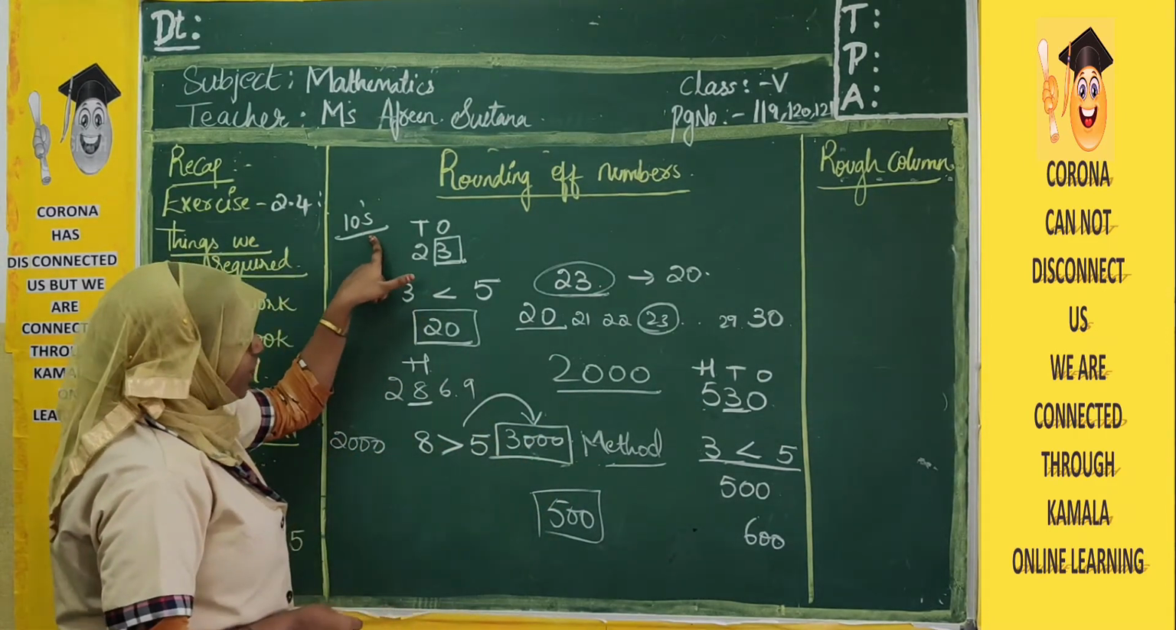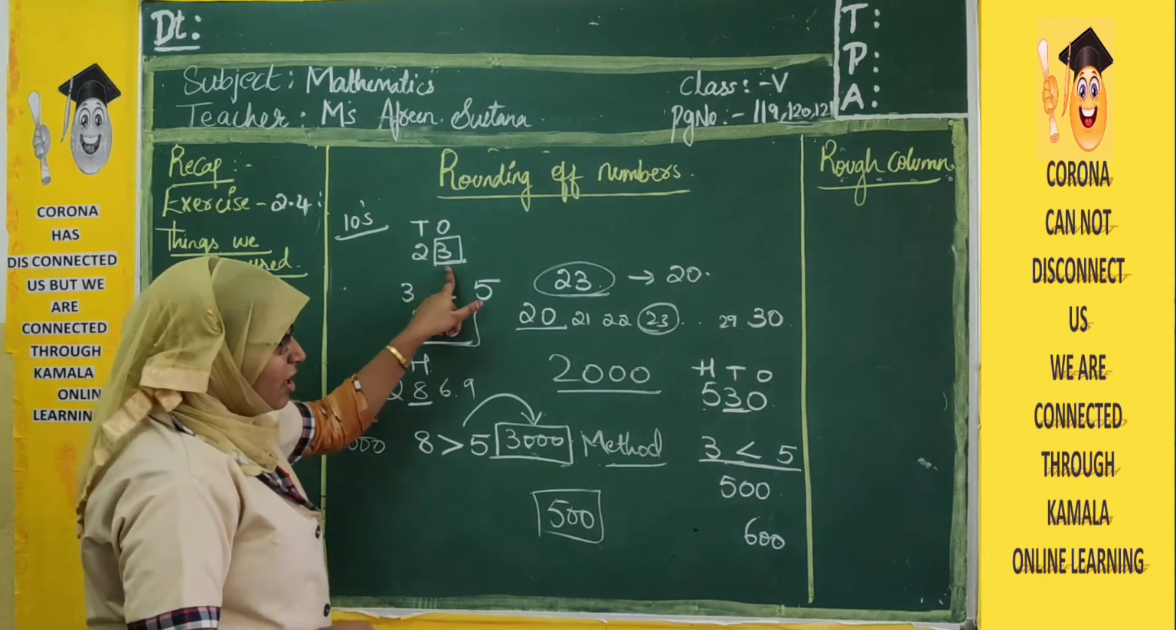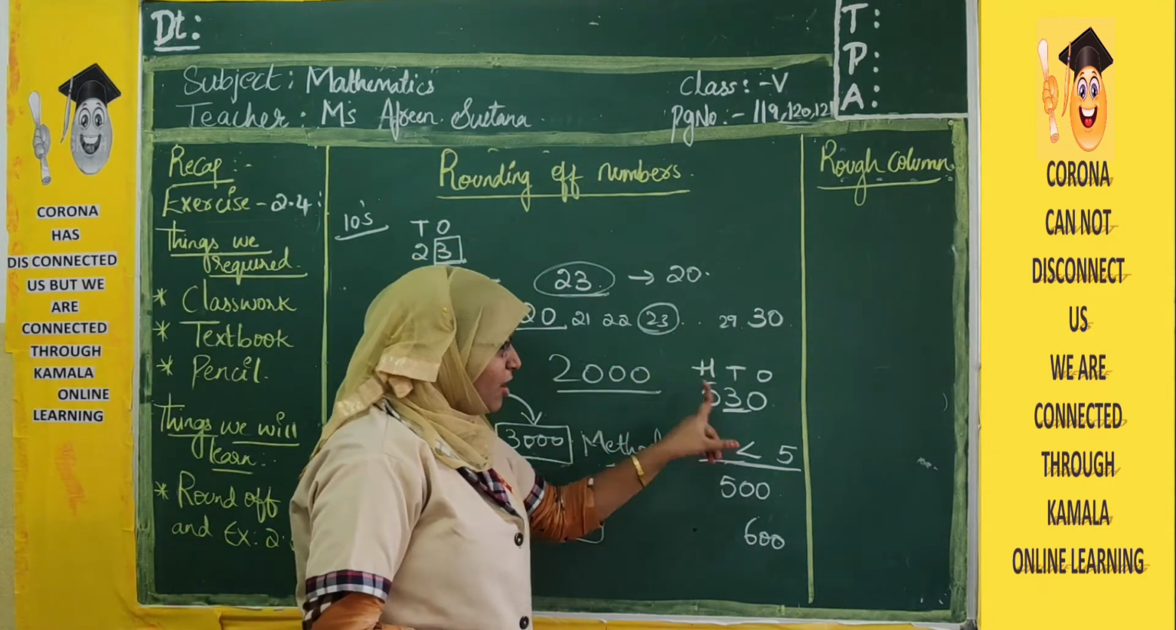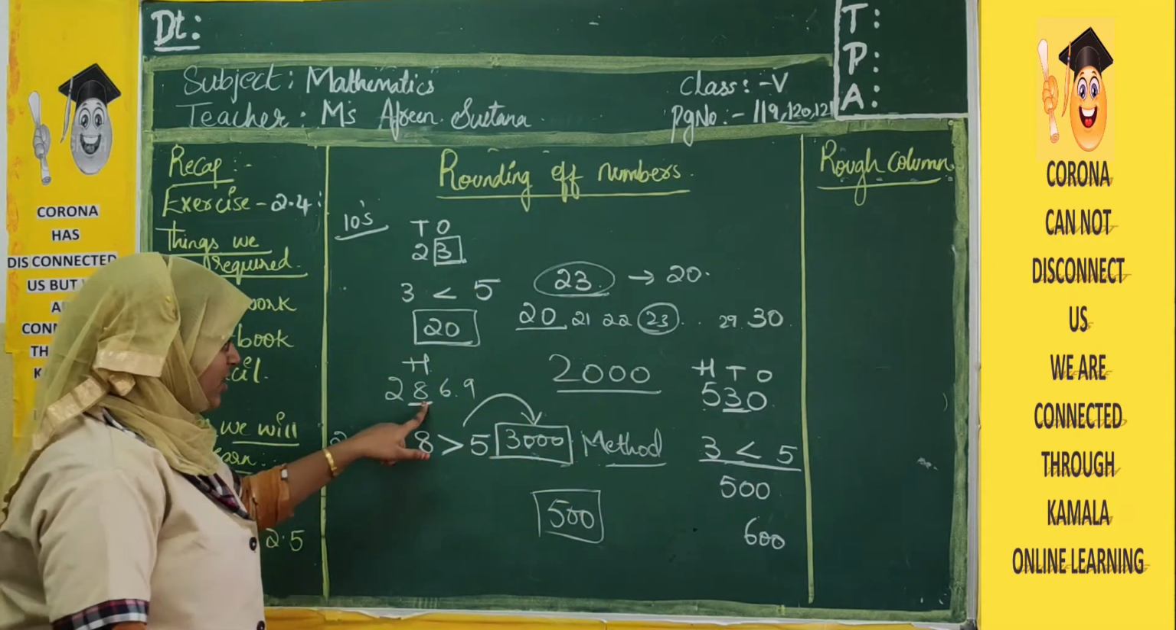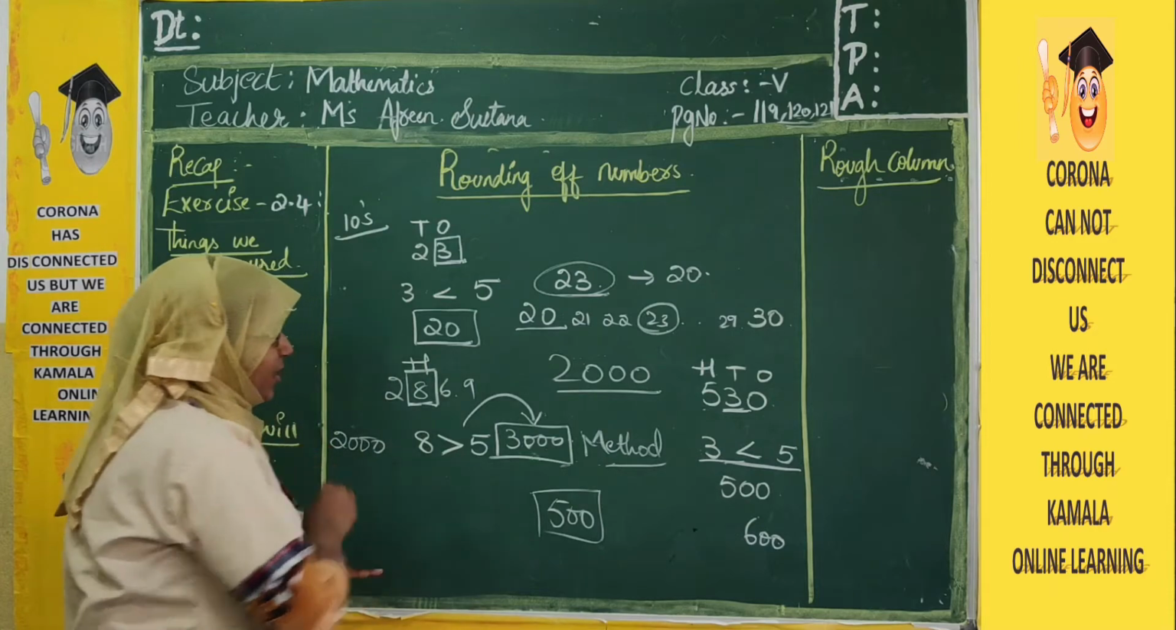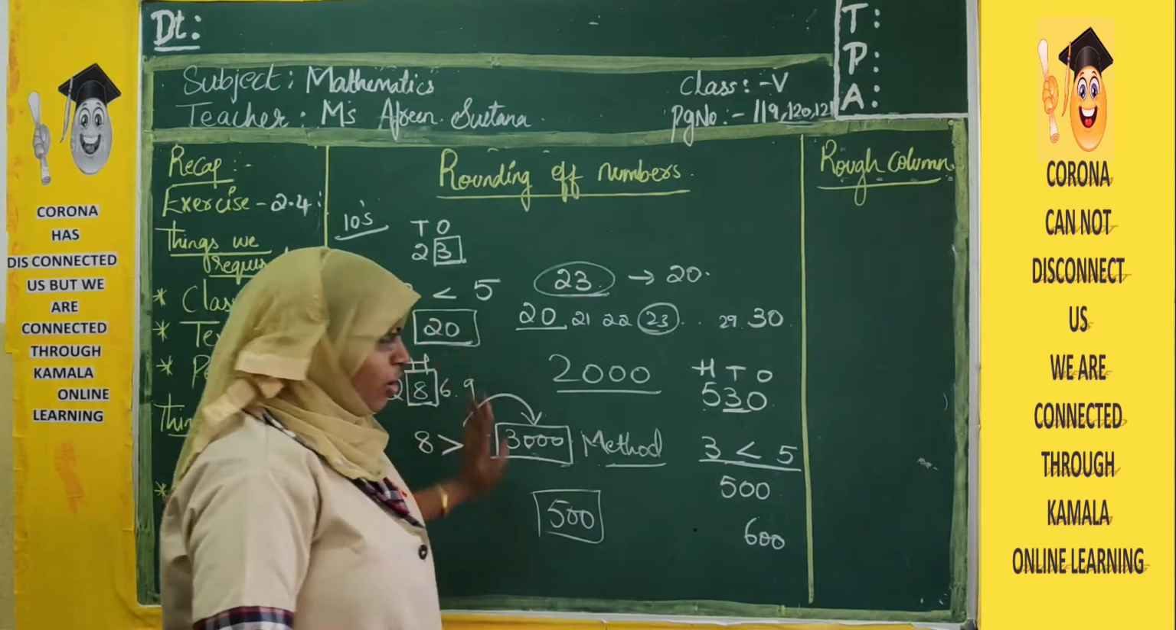When it is nearest to tens, we will consider the digit at the ones place. Whenever we are doing nearest to 100, we will consider the digit at the tens place. Whenever we are doing nearest to 1000, we will consider the digit at the hundreds place. This is what we are going to follow. This is our shortcut method.